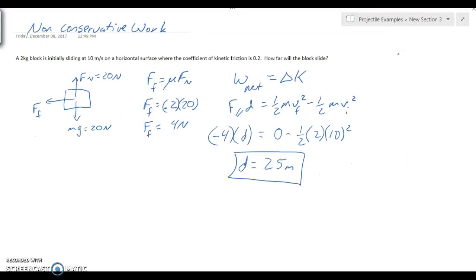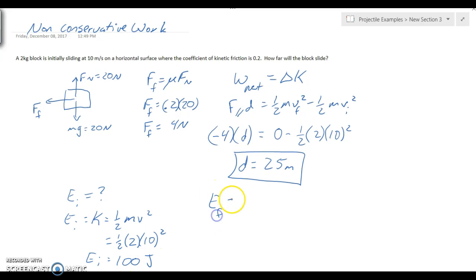Okay, now part 2 of this problem, I just want to look at the energy here. So I'm going to look at the initial energy of the system. Initially it's moving, so it has kinetic energy, and that's 1/2 m v squared. So 1/2, mass is 2, speed is 10. So the initial energy then is 100 joules.